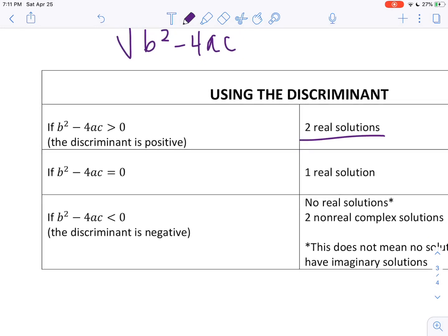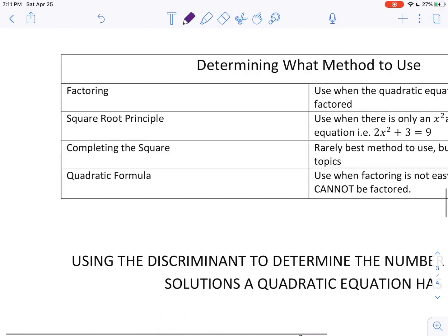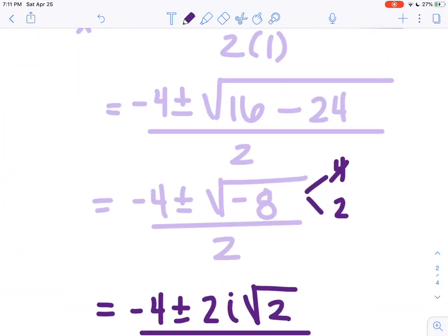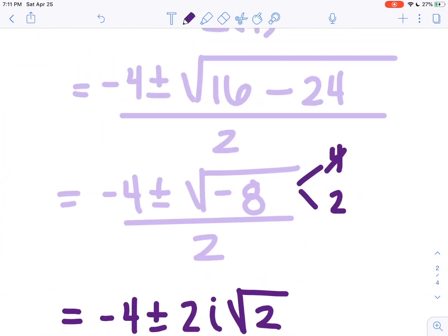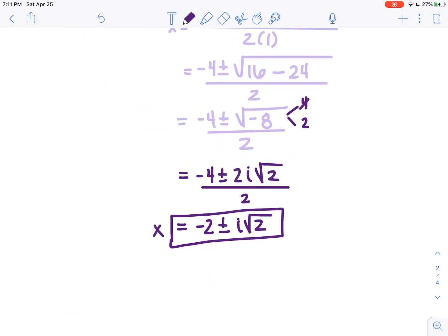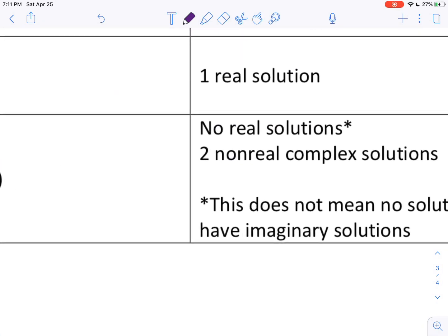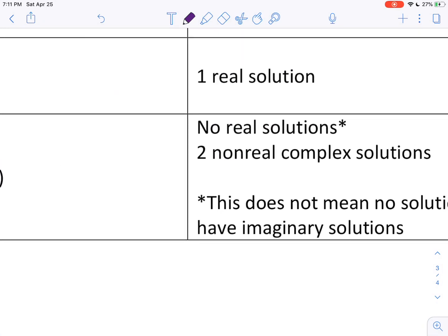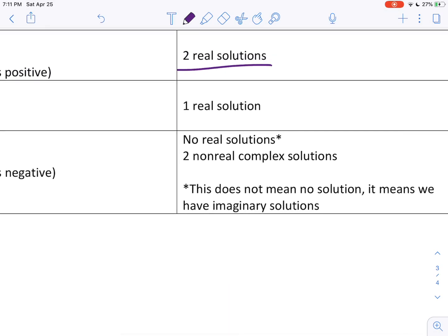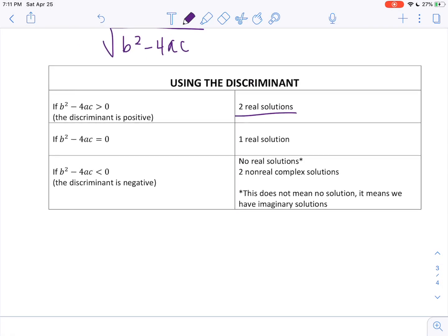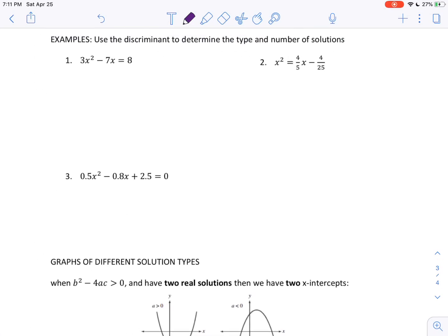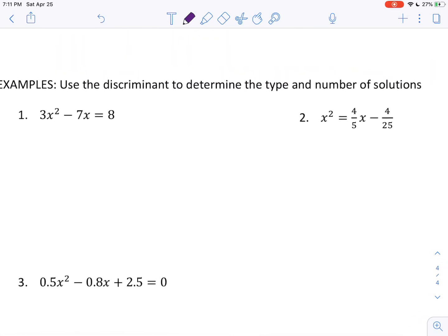And now if it ends up being less than 0, so a negative number, which we saw right here, we calculated inside of the radical, it became negative 8. We notice we have an imaginary number and we have something with i. So we say, yes, there's no real solutions, but we do have 2 non-real complex solutions that we do know how to identify. So it doesn't mean that there's no solutions, it just means we have 2 non-real imaginary solutions.